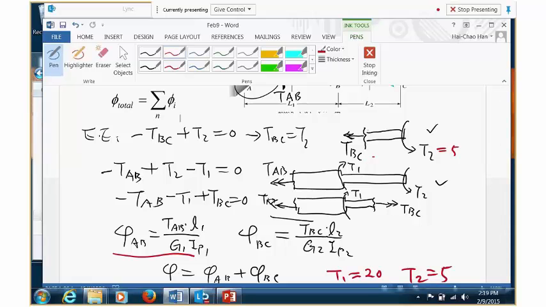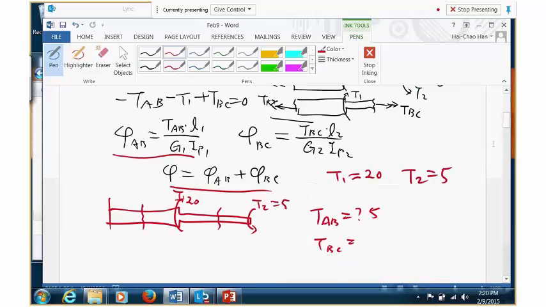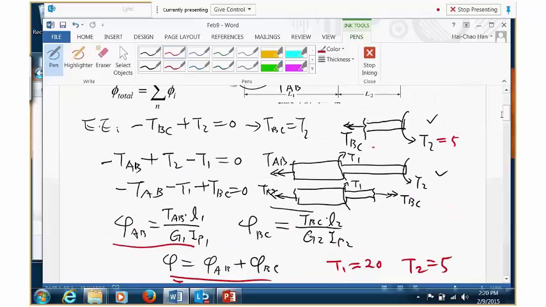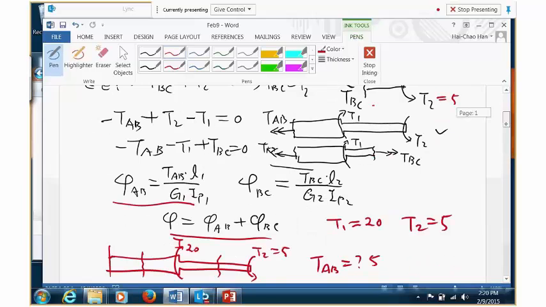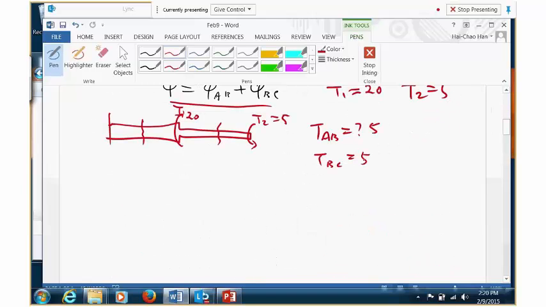Okay, so let's write it down here. So TBC equals 5. Now what about TAB? Oh, so we got the opposite, right? TBC equals 5. All right. So what's TAB then?